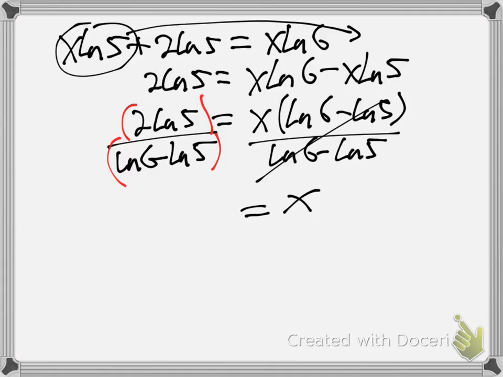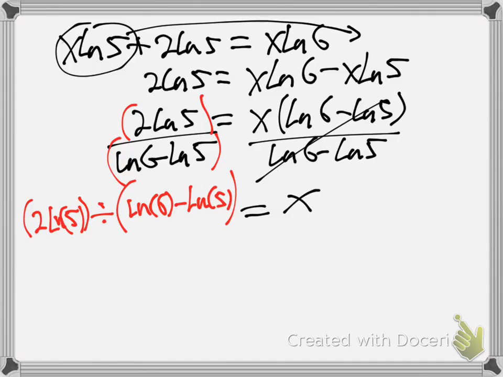But if your calculator lays it all on one flat line, then you're going to need to do parentheses 2 ln 5, and it even does its own little set of parentheses, divided by parentheses ln 6 minus ln 5, like that. And you should get, what was the answer?